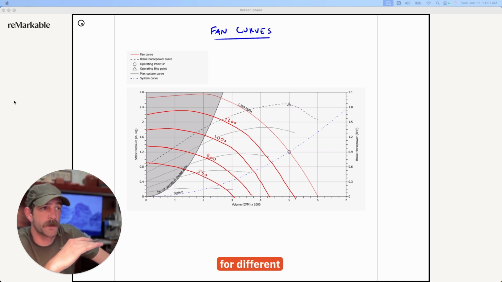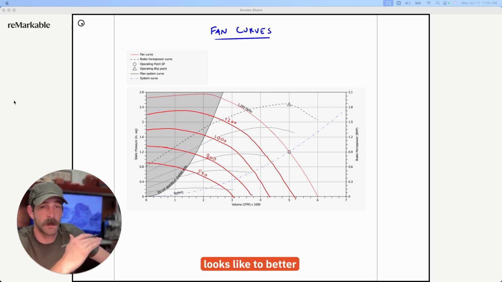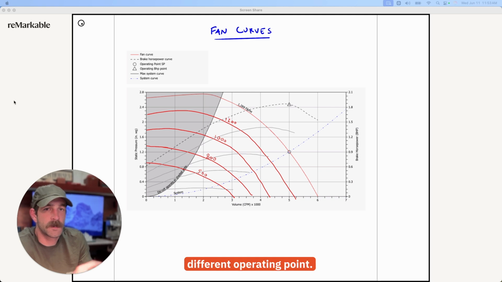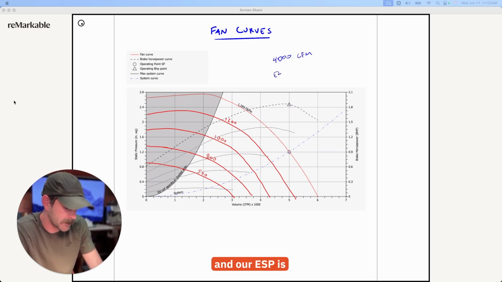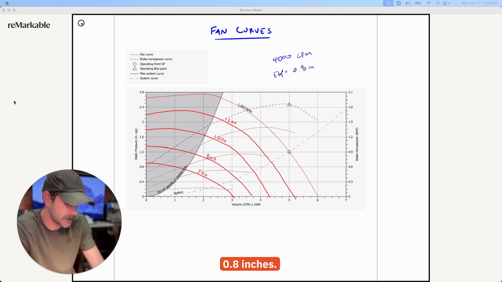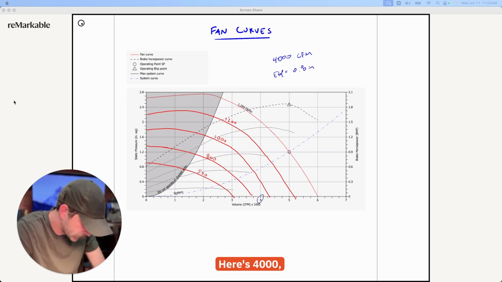They can be configured for different RPMs to accomplish different performance, and if they're direct drive with an ECM motor, they can actually vary the RPMs in real time to change what that fan curve looks like to better accommodate the system. Let's consider a different operating point. So say we need 4,000 CFM and our ESP is 0.8 inches. Now we'll plot that. Here's 4,000, here's 0.8.